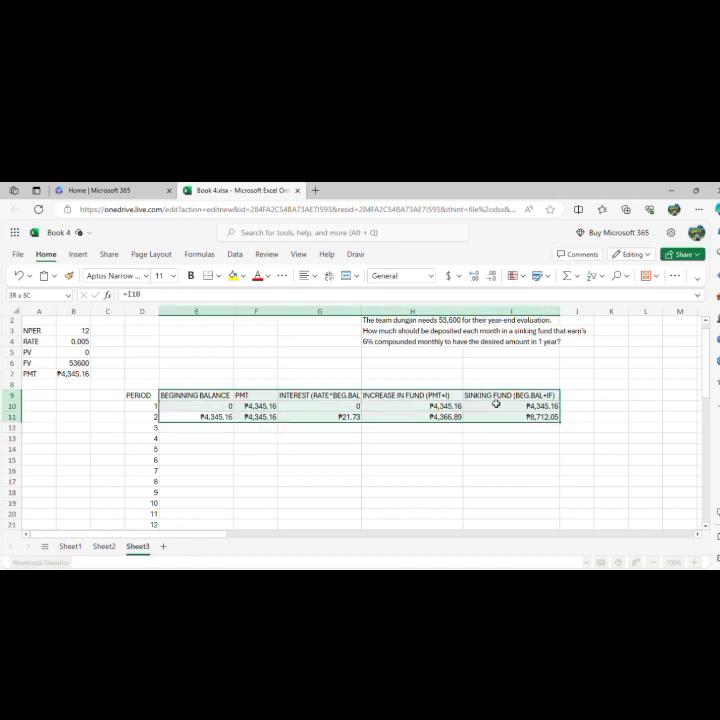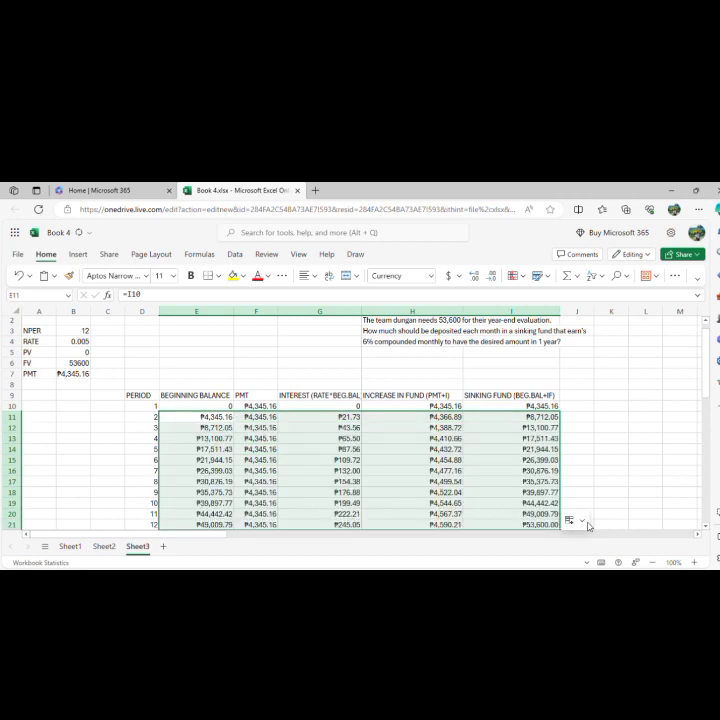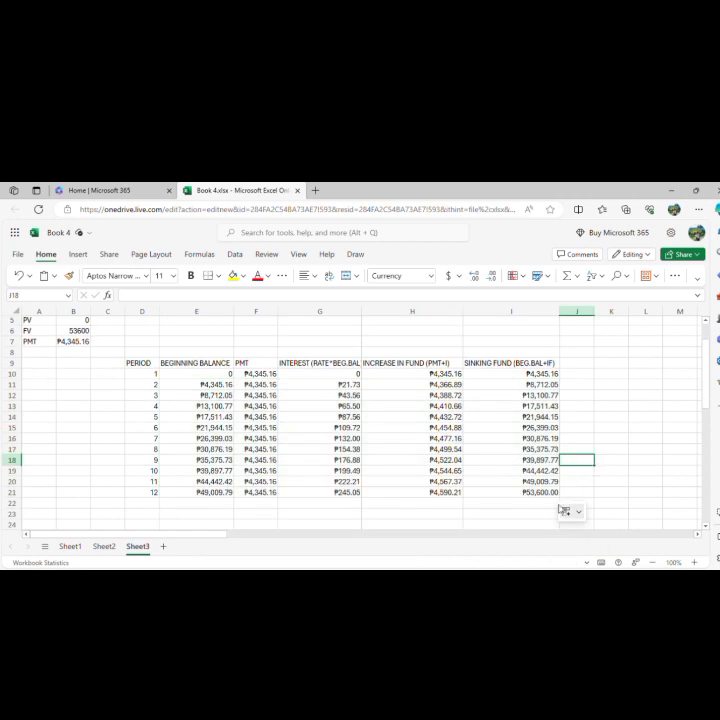So let's drag down until 12 periods, and then we get the 53,600. And that is all the process on how we are going to make a sinking fund schedule using Excel.